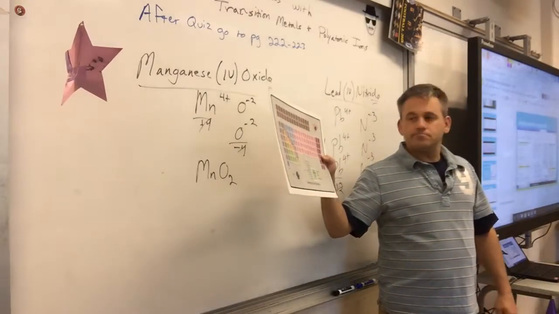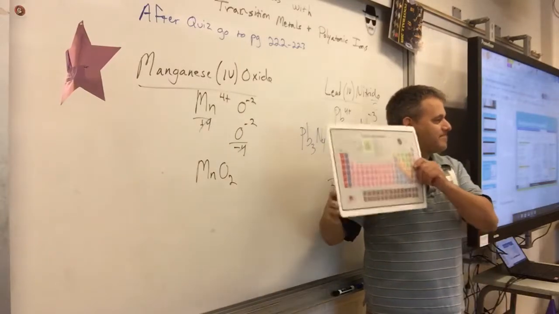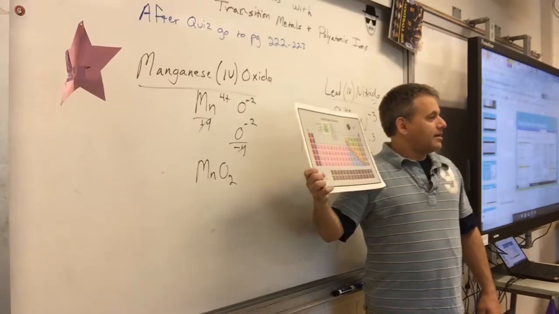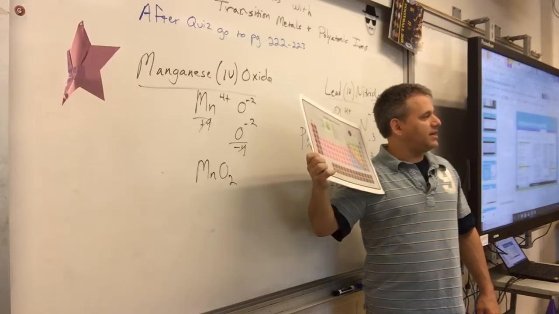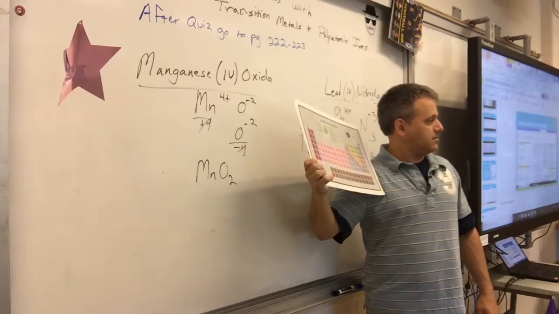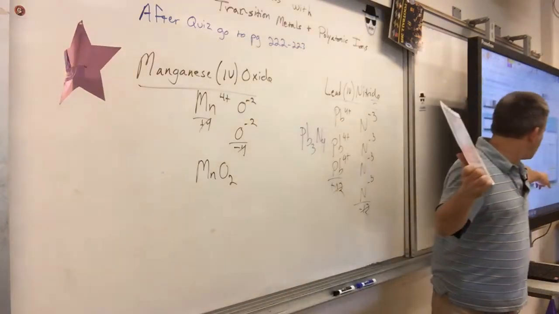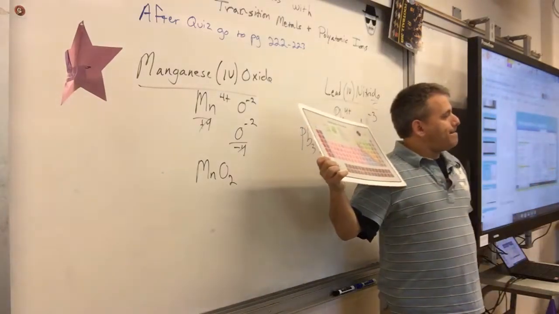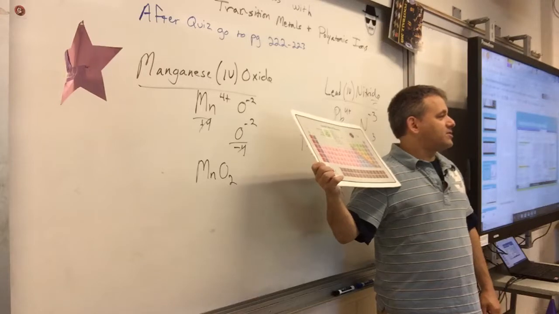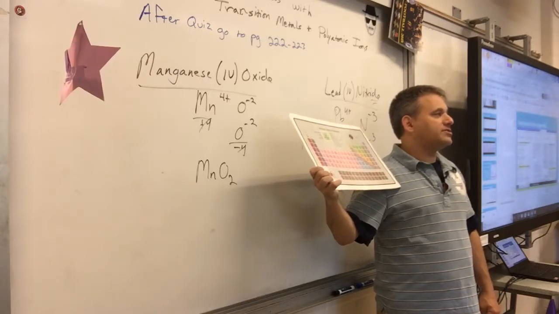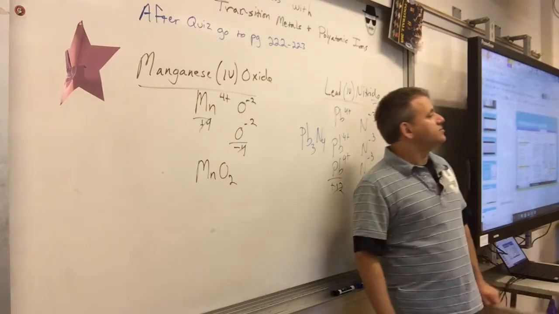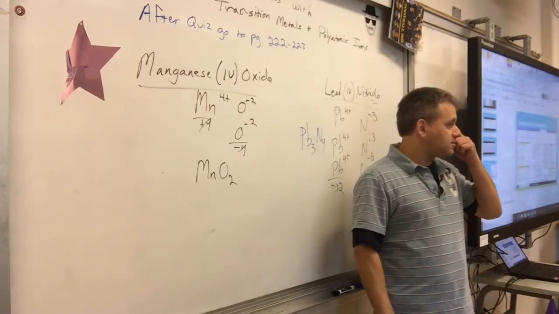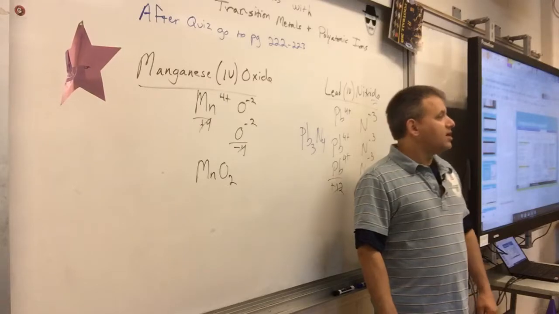The atoms came from the periodic table if it ends in the word "ide," just like your rules say here. But if it's one of those polyatomic ions, usually it'll say ate or ite. Did you memorize the ates and the ites? I did.